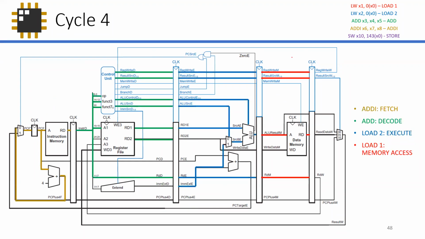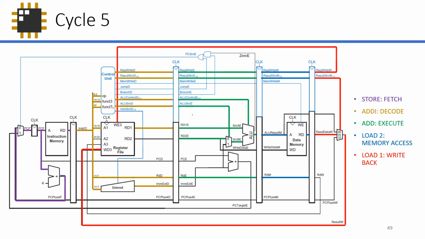Cycle 4, the first load, is now in the memory access stage. So this is load word 1, load word 2. This becomes the add, and then we have the add I, right? So I'm just highlighting the important control signals and the data that we need. In the fifth stage, it's the same thing, right?